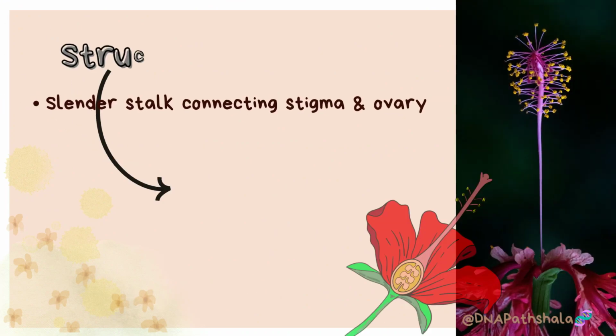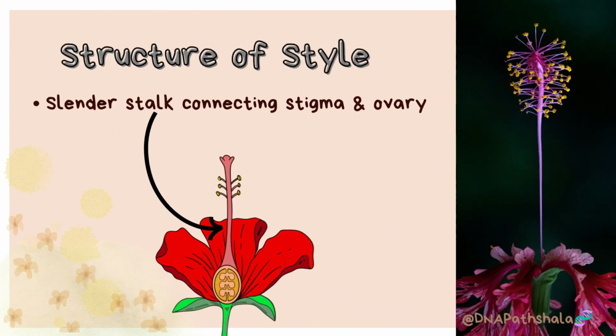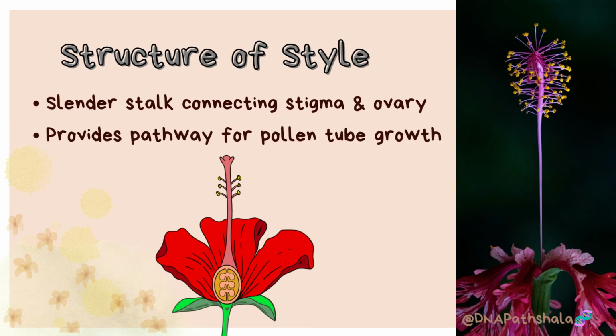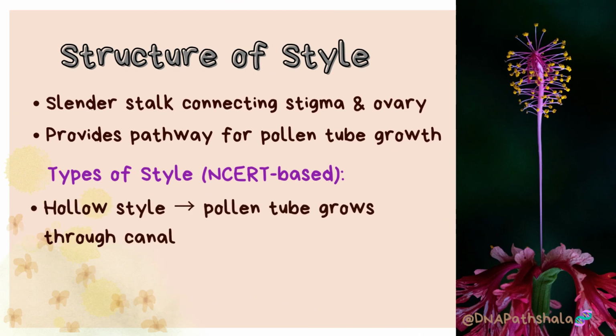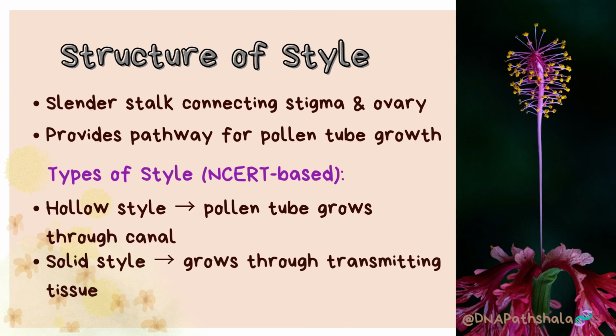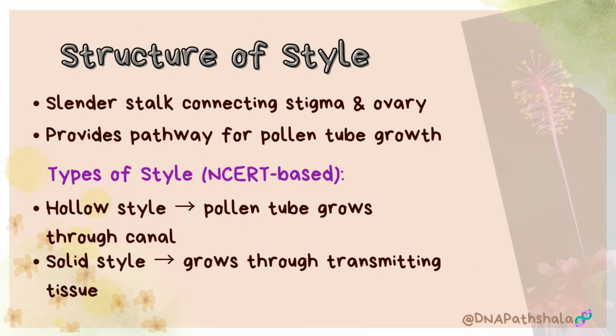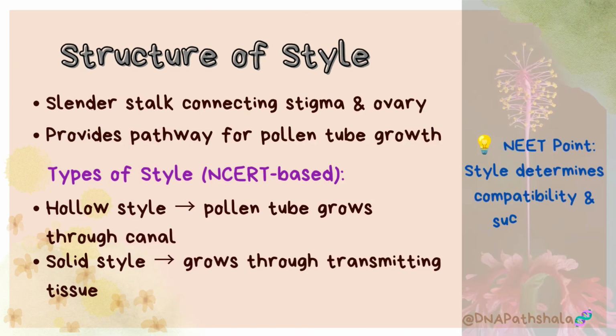Next is style. Style is the slender part that connects stigma to the ovary. Its main function is to provide a pathway for pollen tube growth. Pollen grain यहाँ से grow करके ovary तक reach करता है through the style. There are two basic types: hollow style, in which pollen tube grows through the canal, and solid style, in which pollen tube grows through the tissue and reaches the ovary. But don't overcomplicate. Just understand that style ensures the smooth passage of the pollen tube.